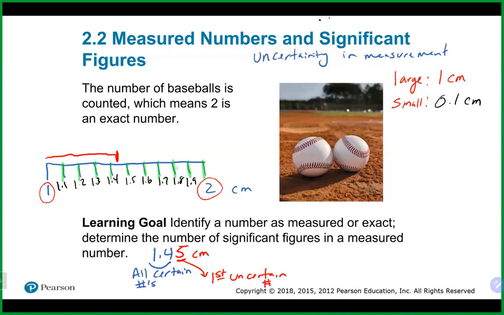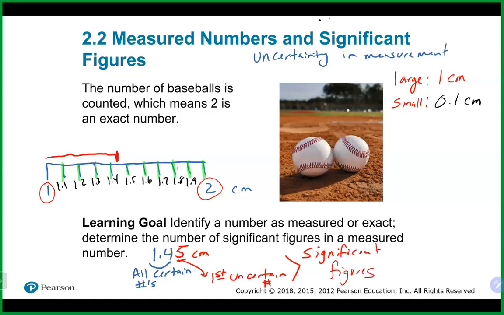Now, somebody else may look at it and go, I think it's a little closer to the next number. So maybe it's a 7, or maybe it's an 8, or it doesn't have to be 5. Or maybe it's closer to the first number. Maybe it's a 3 or a 4 or something like that. And that is where the uncertainty lies in this measurement. That is where the estimation comes into play. And you should always, when you take a measurement, record all the certain numbers plus the first uncertain number. And the reason why that's important is when you do that in a measurement, that is pretty much significant figures.